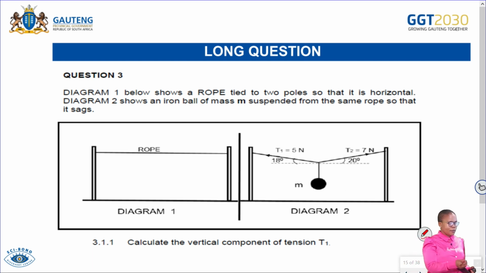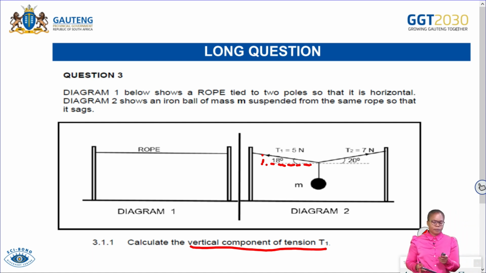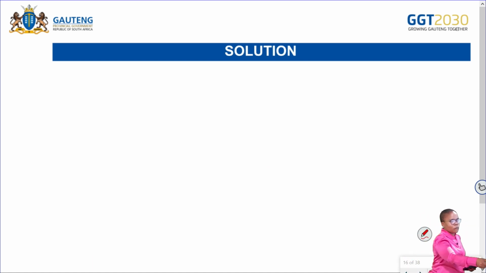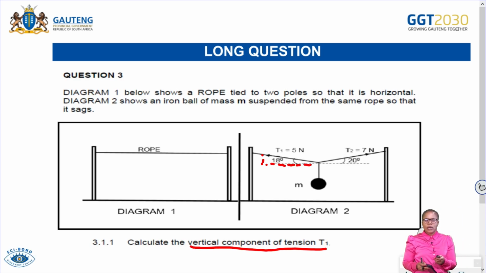So here's your tension 1. What is this question trying to remind us of? It's trying to remind us of the vertical and horizontal components, how to do resolution of a force into vertical and horizontal components. If we were to close this up, this will give us the horizontal and this will give us the vertical component. We want the vertical component, specifically of tension number 1. That is your 3.1.1.